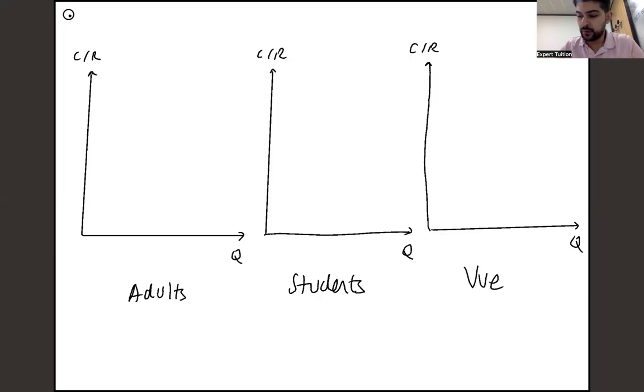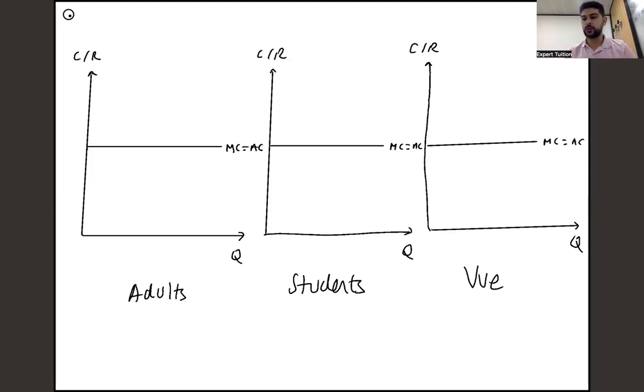So we're going to draw the following. I'm going to draw a perfectly elastic MC curve, and to make our life easier, I'm going to set it equal to AC as well. Now, some textbooks don't do this, but I have a strong preference for you to do this. So this is MC equals AC, and finally this also MC equals AC. All right. We are going to work backwards. We're going to start on this diagram over here with View and then work backwards through the sub-markets.